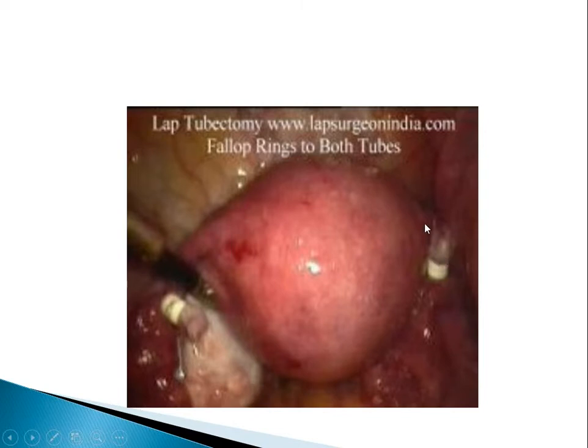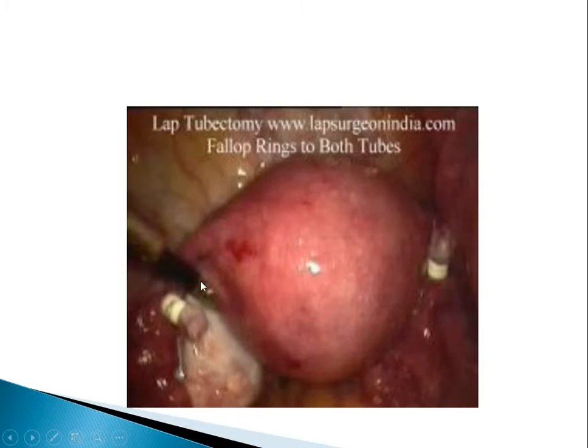This is the right side fallopian tube with two rings. This is the loop of the fallopian tube. Because we applied the rings, it has become whitish. See, blood supply has stopped, so it has become whitish. This is the fimbrial end of this tube. Then this is the uterus. Now, this is the origin of the other fallopian tube. This is the loop of the fallopian tube, which has become whitish. These are the two rings on the tube. This is the fimbrial end. This is the ovary, left ovary.